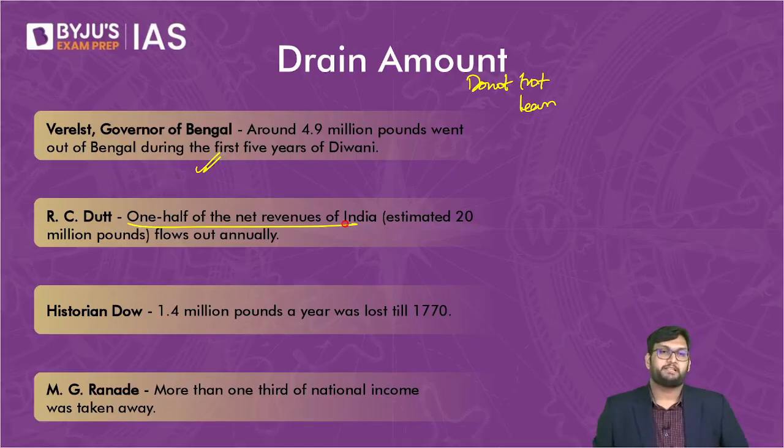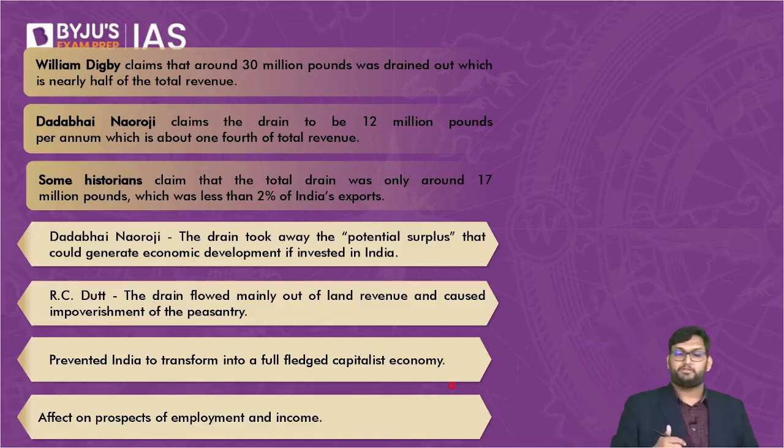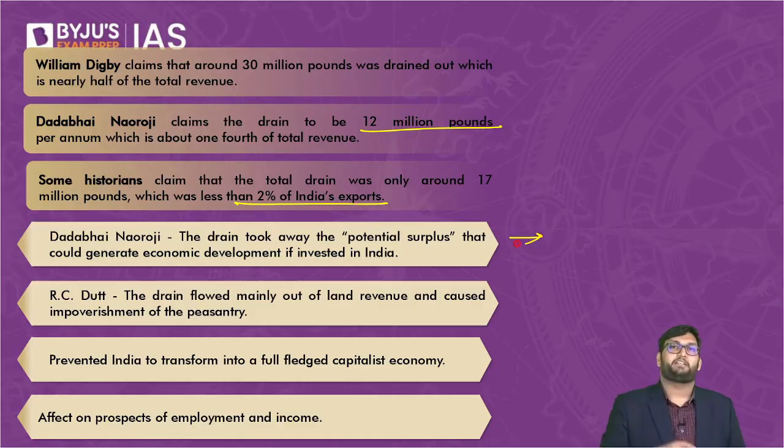Historian Doe says that it is 1.4 million pounds a year. M.G. Ranade would argue it is 1/3. On the other hand, William Digby, again a historian, says 30 million pounds annually. Dadabhai Naoroji claims 12 million pounds per annum, 1/4 of total revenue. It could be 7 million pounds, 17 million pounds generally, and less than 2% of India's export. Simple point is, Dadabhai Naoroji says that they took a surplus which could be used to develop India.